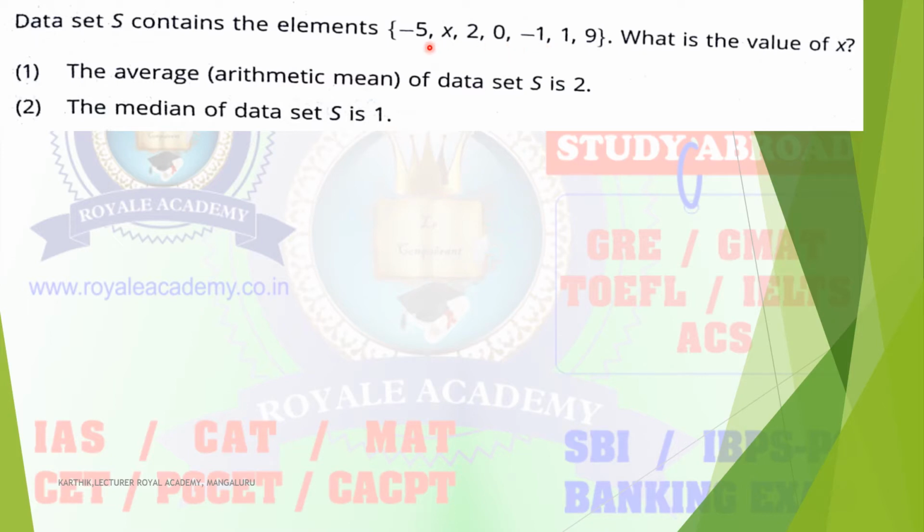Okay, so that is {-5, x+2, 0, -1, 1, 9}. It is not in order, so first write this set in ascending order. In ascending order, which number comes first? -5. After that -1, like that.